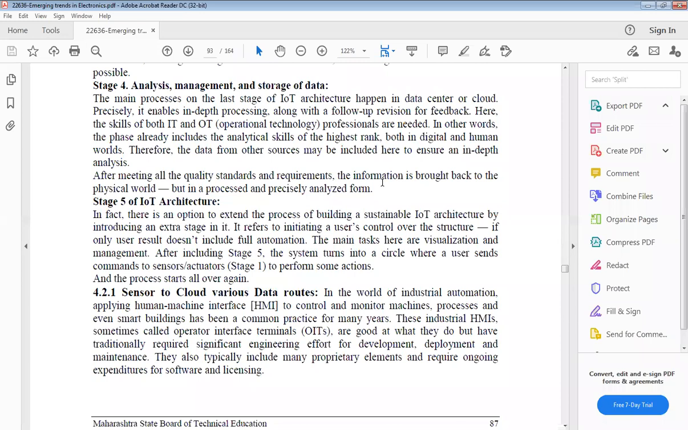First type of data routing is sensor to cloud. In the world of industrial automation, applying a human machine interface, HMI, to control and monitor machines, processes, and even smart buildings has been a common practice for many years. These industrial HMIs, sometimes called operator interface terminals, are good at what they do, but have traditional requirements: significant engineering efforts for development, deployment, and maintenance. They also typically include many proprietary elements and require ongoing expenditures for software and licensing.